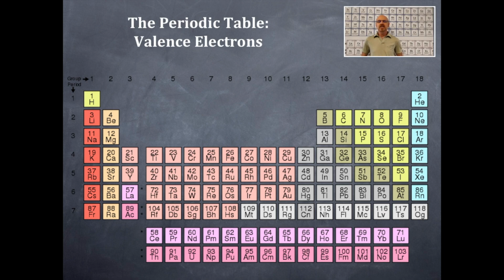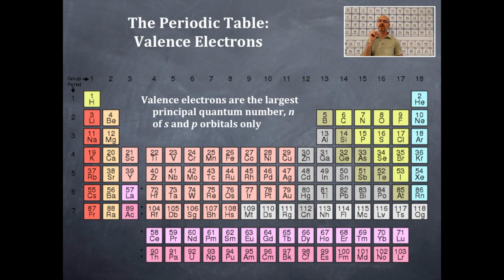First, we're going to come up with a definition of valence electron. Our definition is: valence electrons are the electrons in the largest principal quantum number, n, of only the s and p type orbitals.